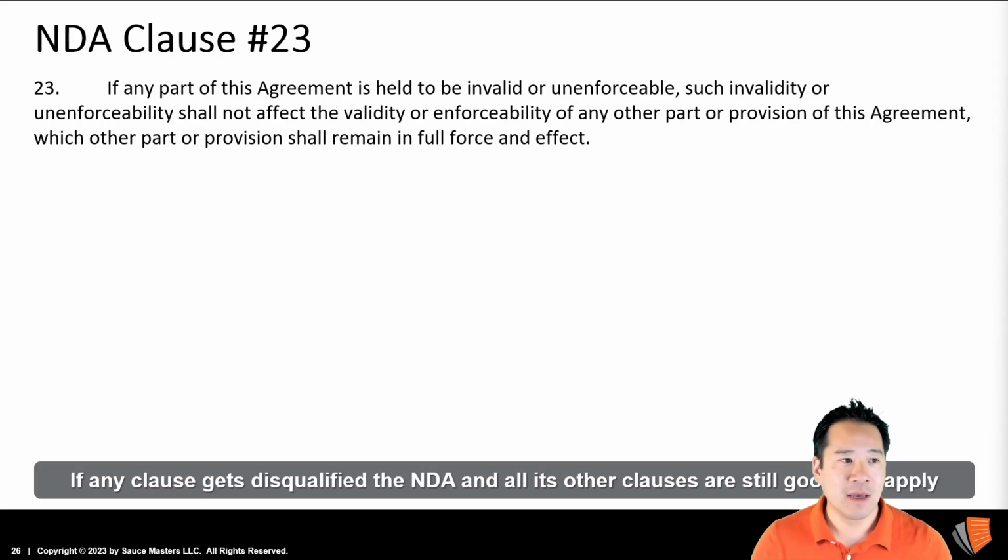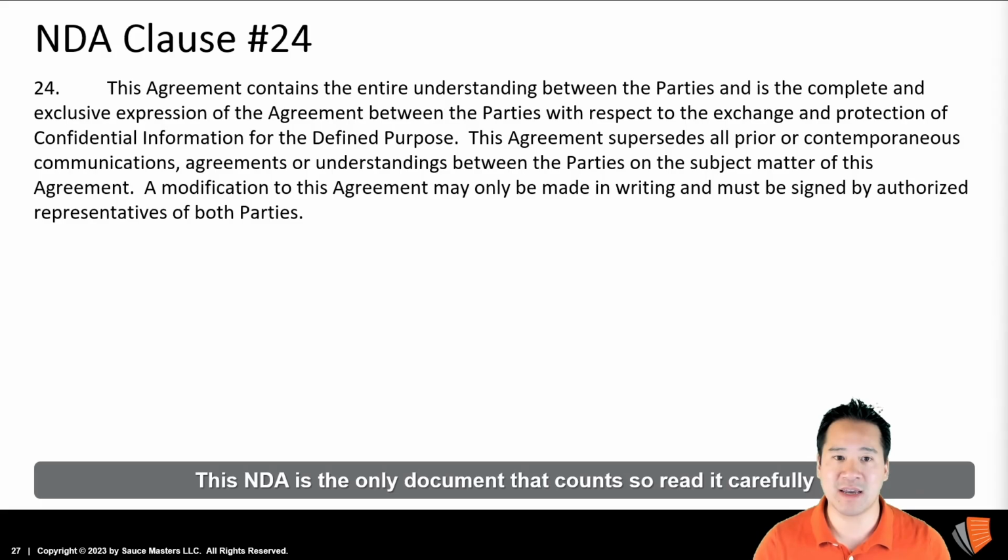Clause number 23. This part says if there's any part of the NDA that's found not valid or can't be enforced, it doesn't mean the entire agreement becomes null and void and invalid. So the other parts of the agreement that are still valid, they continue to be followed. So it's like if one piece of a puzzle is missing, but you still have the rest of it and you can put it together, it can still make sense. You can still see what the artwork looks like.